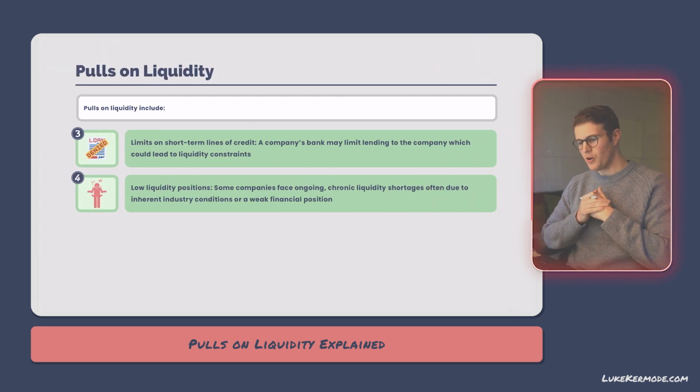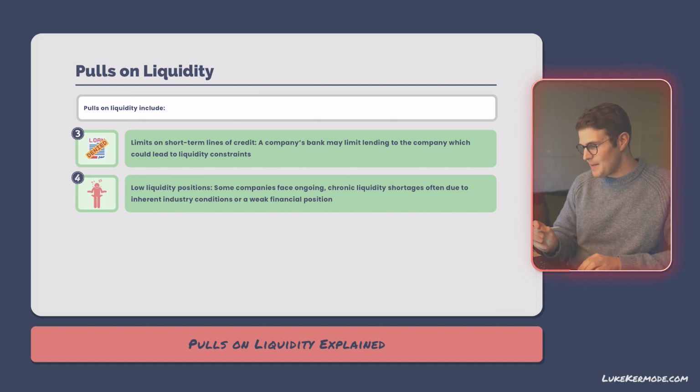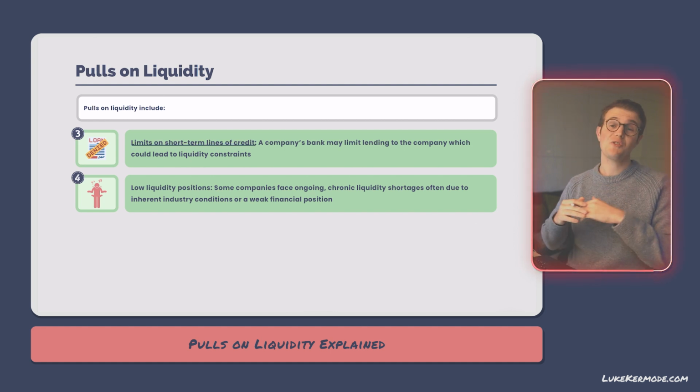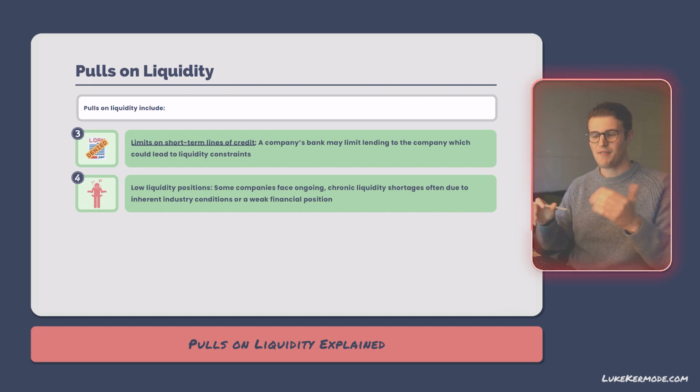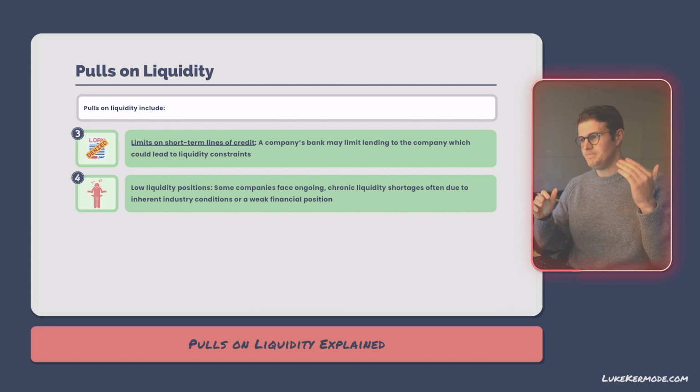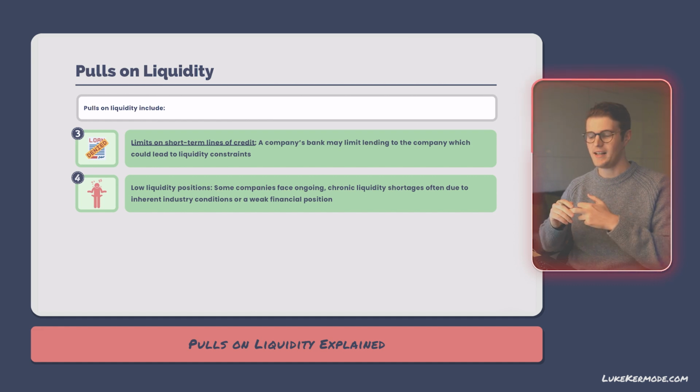The third pull on liquidity relates to limits on short-term lines of credit. So a company's bank may limit lending to the company, which could reduce its liquidity position or lead to liquidity constraints. And again, if they can't borrow from lenders, it will force the company to use more of its own cash to meet its financial obligations. So again, cash is leaving the business more quickly. The liquidity position is being pulled down.